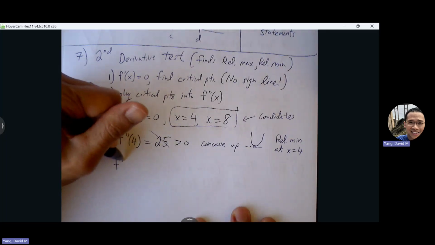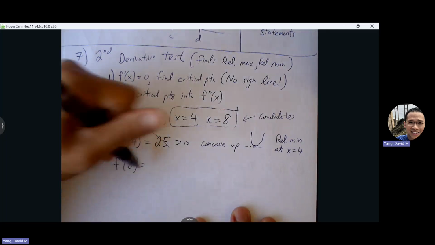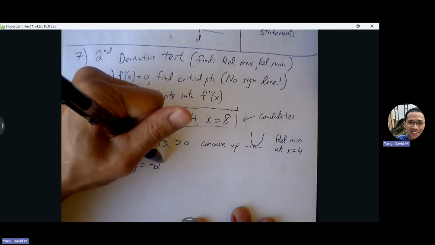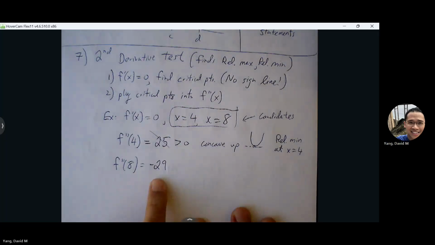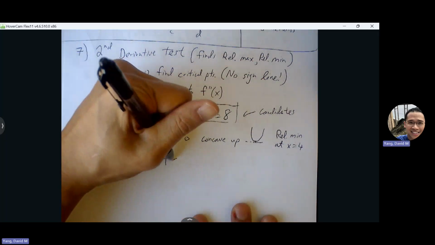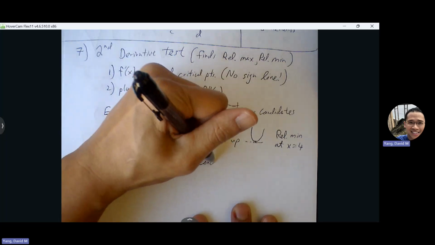Let's say f double prime of 8 is equal to negative 29. What does that tell us? Yeah, it's concave down.